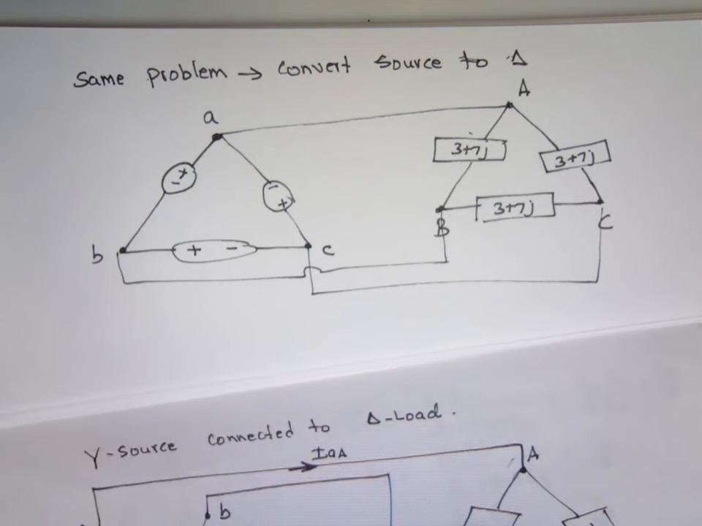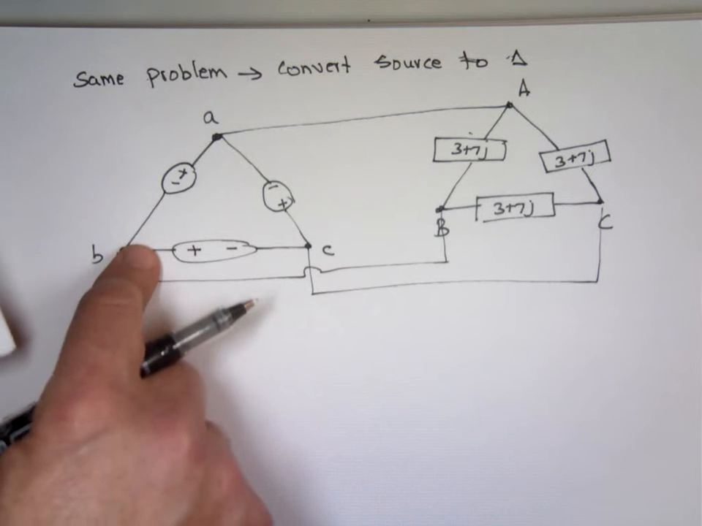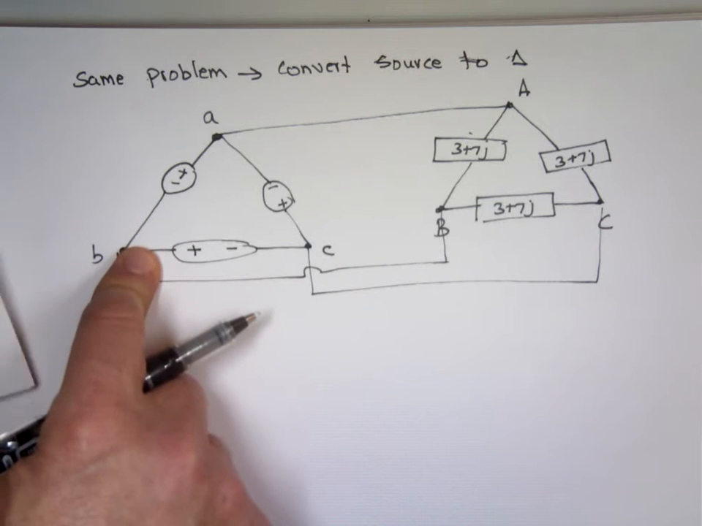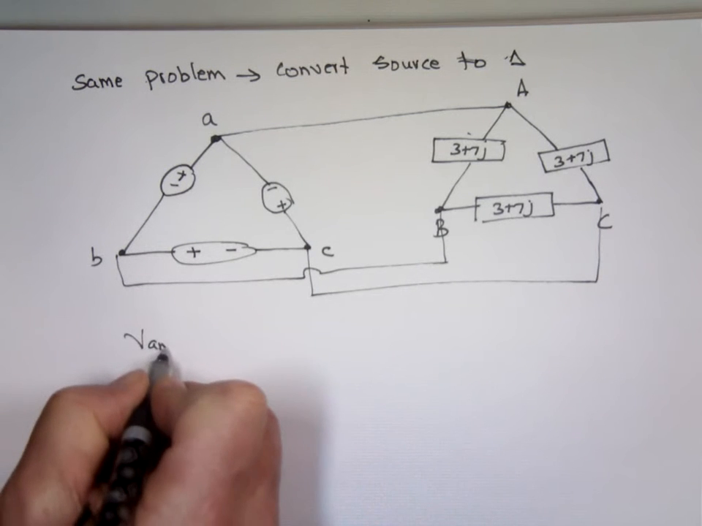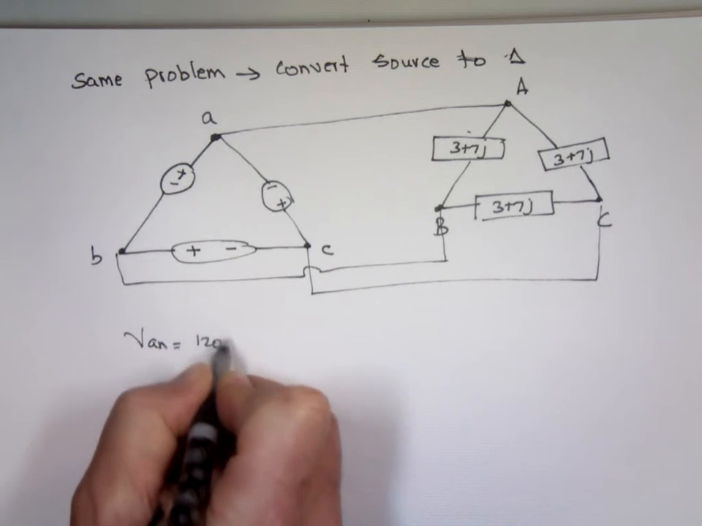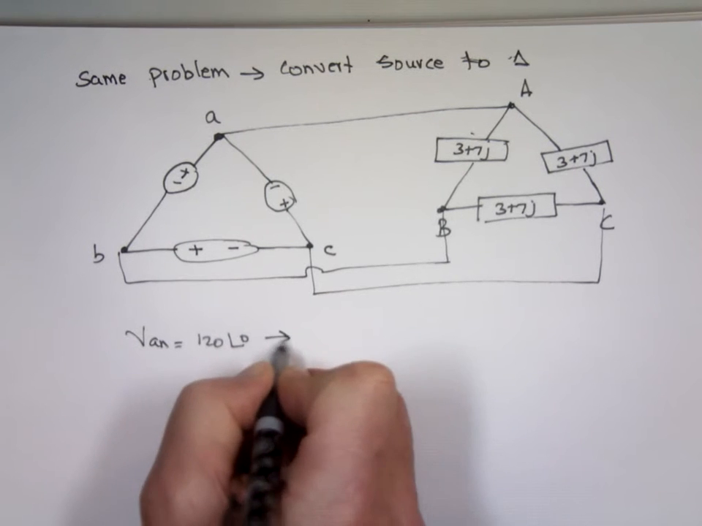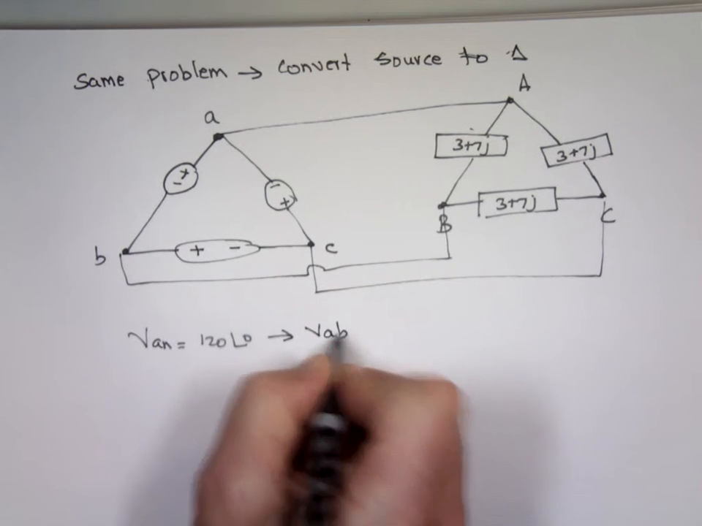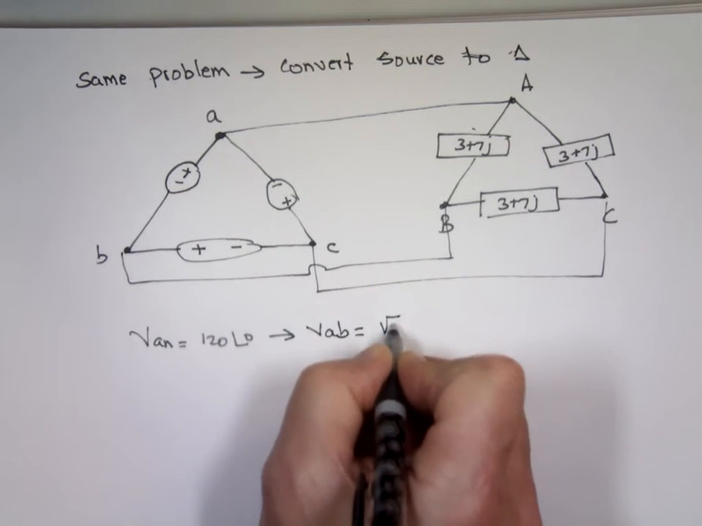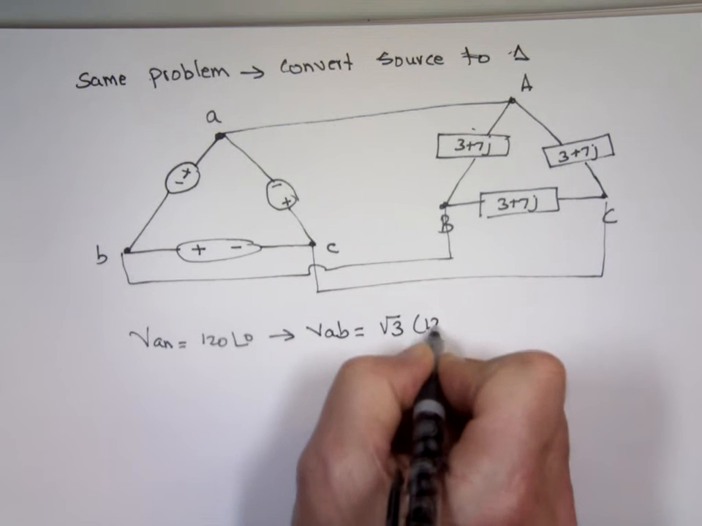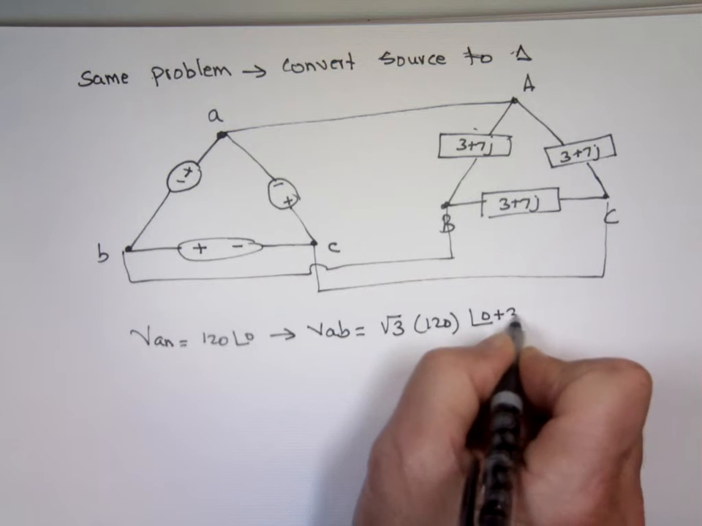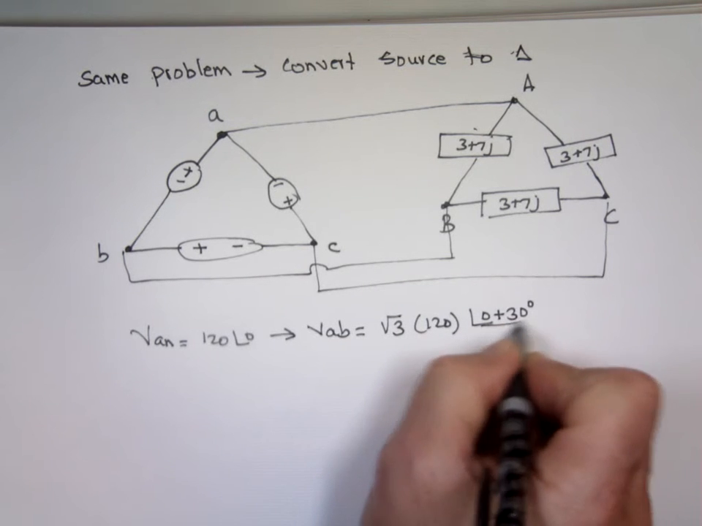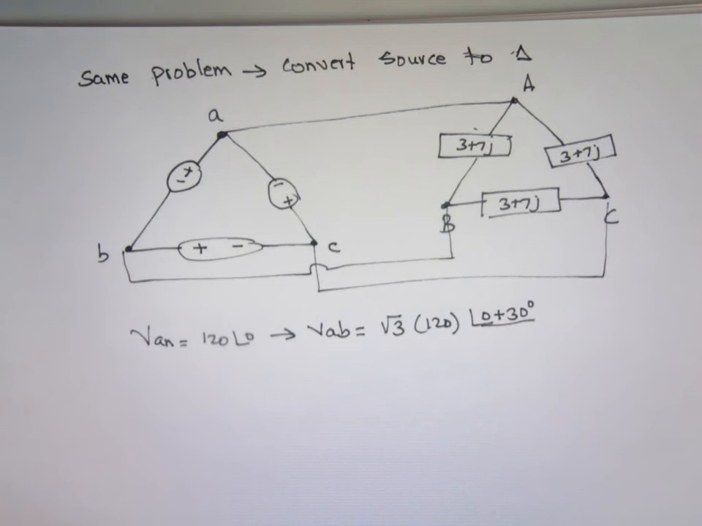And what are the values here? That's the line voltage. So my VAN was 120 angle 0. So what is my VAB then? I'm going to multiply it by the square root of 3, and I'm going to take this angle and add 30 degrees to it, if you remember the math. We multiply by the square root of 3 and we add 30 degrees to it.